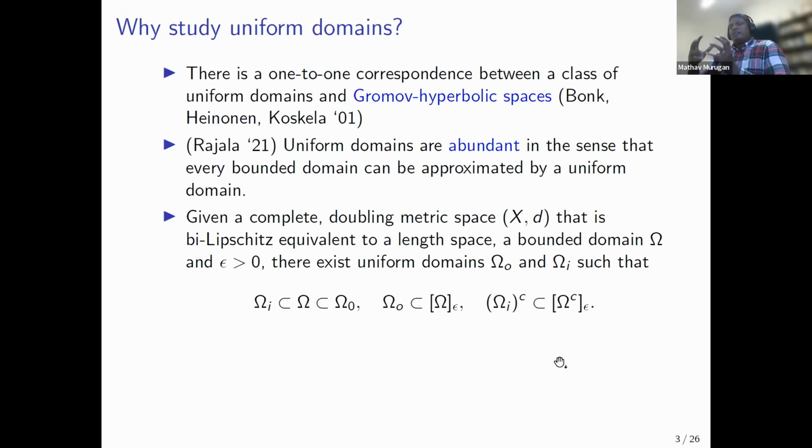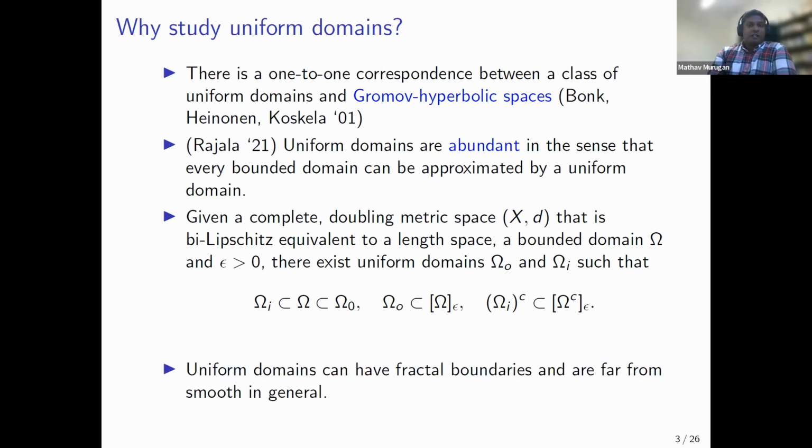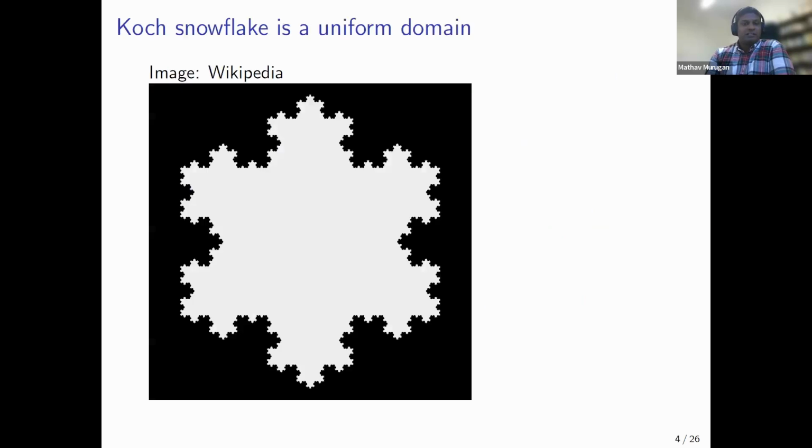You can think that uniform domains are in some sense dense in the space of all bounded domains, because this is true for any epsilon and for any bounded domain. So this is another motivation to study uniform domains. And by the way, this is a very recent result of Rahala. This class of domains includes highly non-smooth domains, such as fractal domains. An example of a uniform domain which is very non-smooth is this classical snowflake domain.